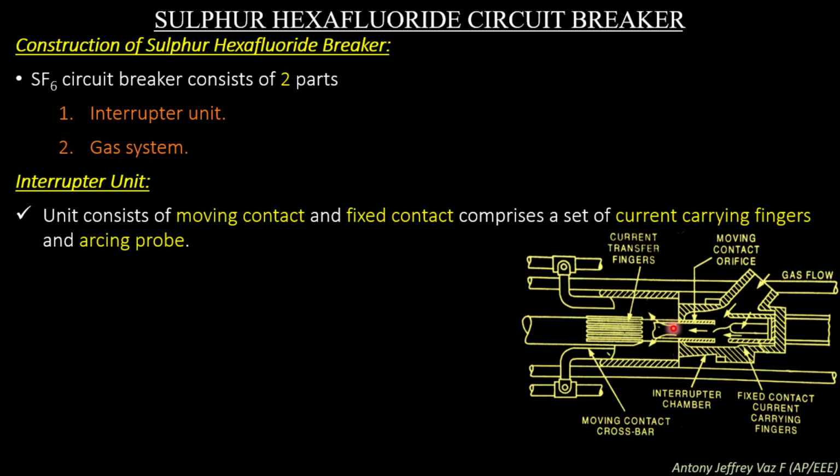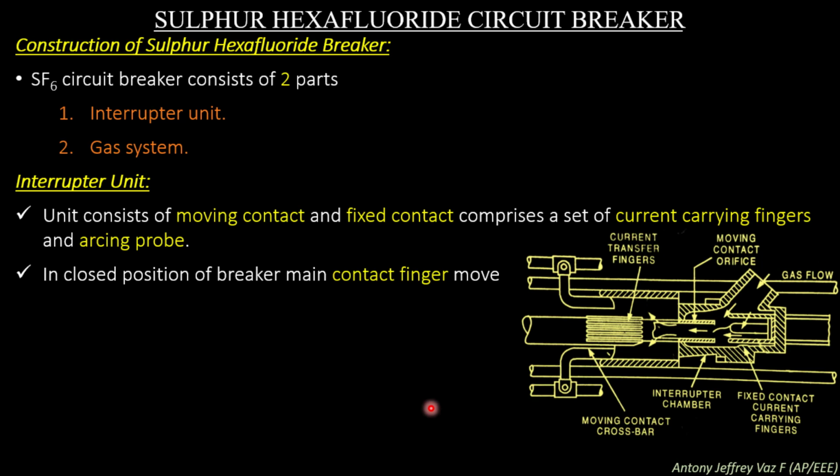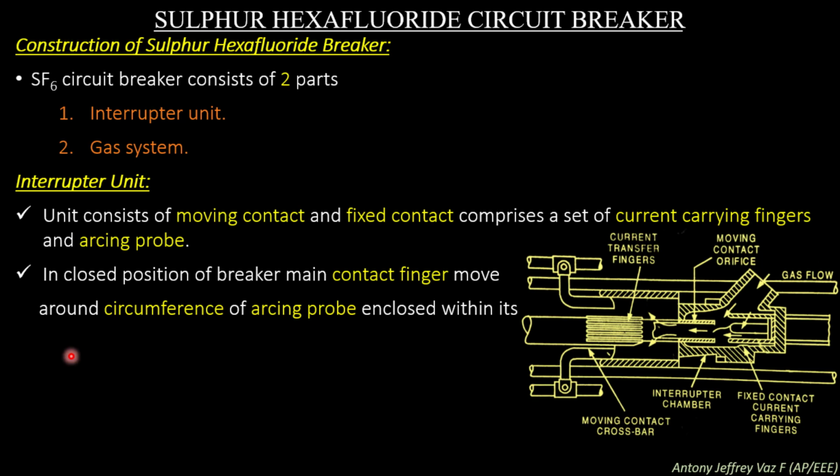Here you can see the fixed and the moving contact, and this is the finger that the current carrying conductor has. In the closed position of the breaker, the main contact finger moves around the circumference of the arcing probe, enclosed within its hollow end, which is present over here.